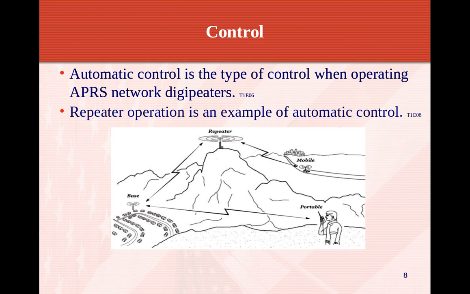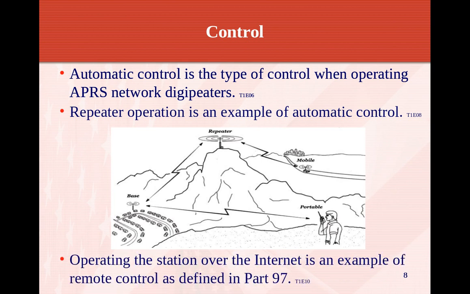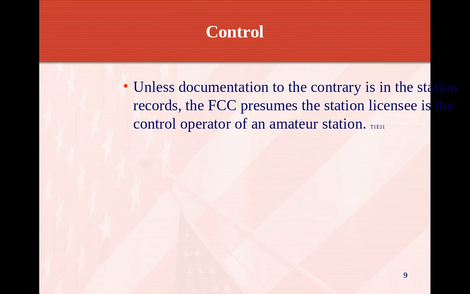Repeater operation is an example of automatic control. So you have a repeater on top of a hill or a high point, and there's no one at the repeater site. It's under full automatic control. Operating stations over the internet is an example of remote control as defined in Part 97. So you can operate a station over the internet, such as Echolink, IRLP, and there's a bunch of other programs as well. That is an example of remote control.